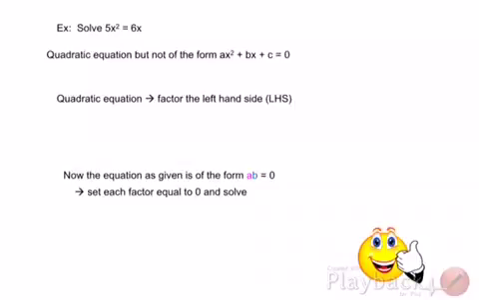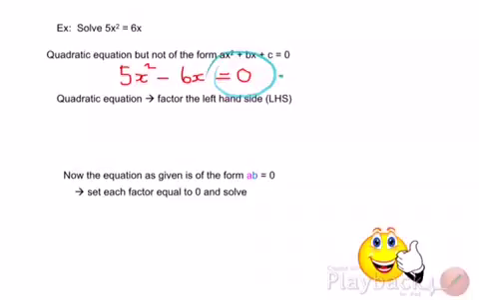Now, 5x squared is equal to 6x. So again, I'm trying to write it in standard form, but I notice that I don't have a constant term, so I don't have a c. But I'm going to write it in this form anyway, bringing my 6x over to my 5x squared. So I will have 5x squared minus 6x is equal to 0. Again, the whole idea is that it's equal to 0.